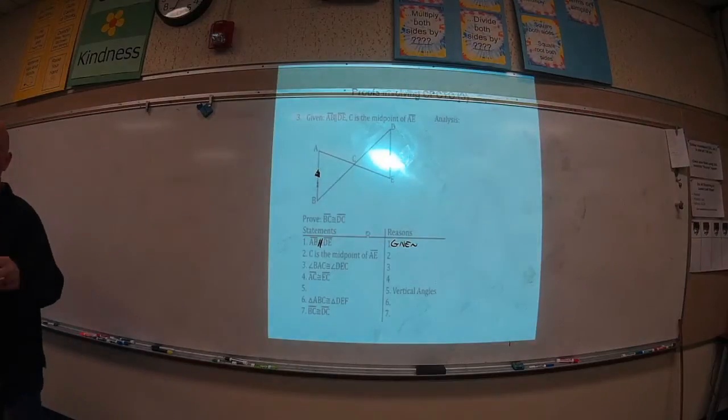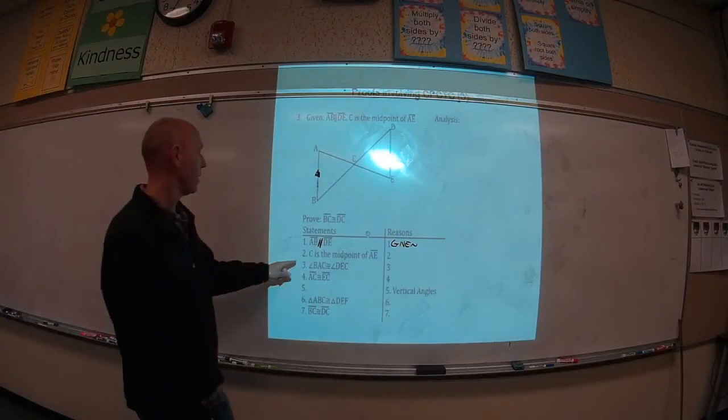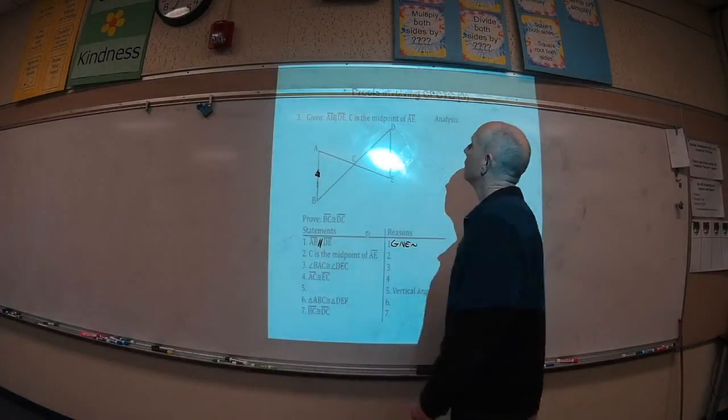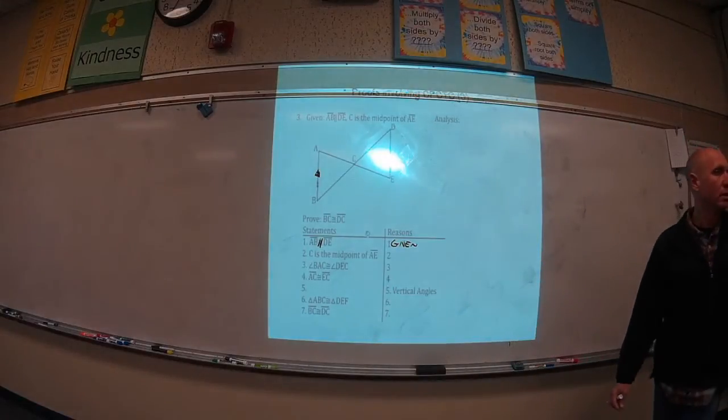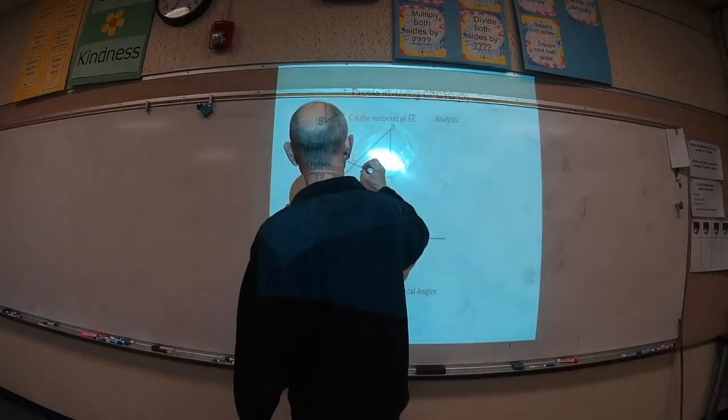As soon as I see parallel lines, I start thinking about transversals and interiors and exteriors and stuff like that. So put that in your brain. How do I know that C is the midpoint of AE? It's a given. I'm just going to put it right here. C is the midpoint of AE.